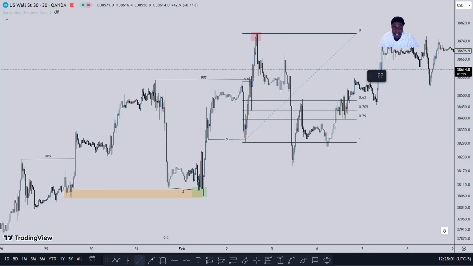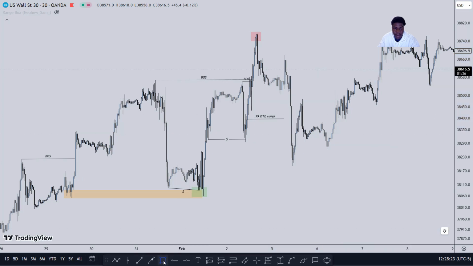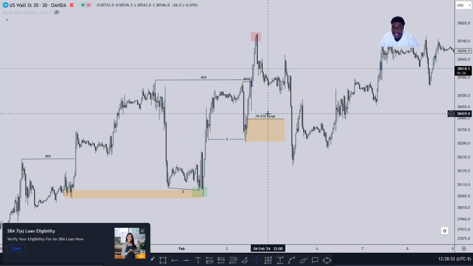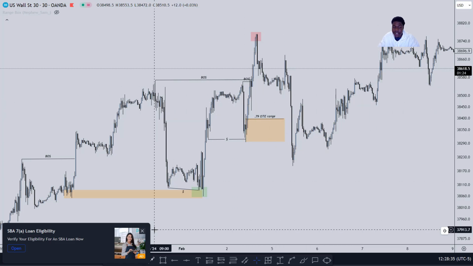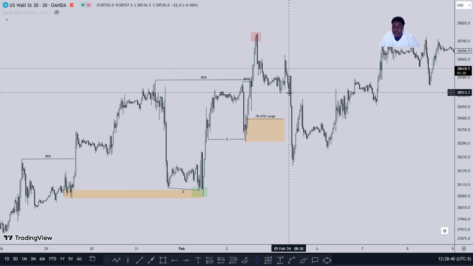So right here, my first POI was me targeting this 0.79 OTE range. So this was my first point of interest, marked in yellow. I was going to target this first POI right here just to see. When I mark these points of interest, I usually wait for price to show me momentum and how price is approaching them, right?